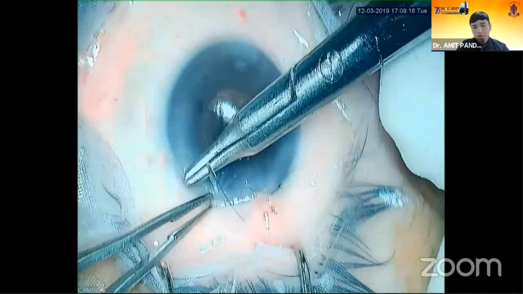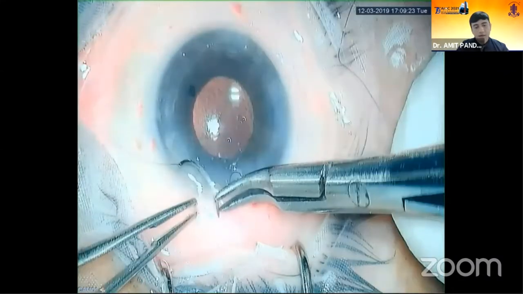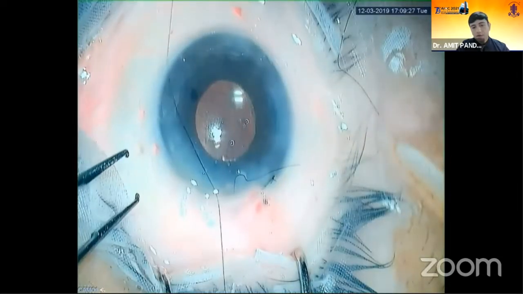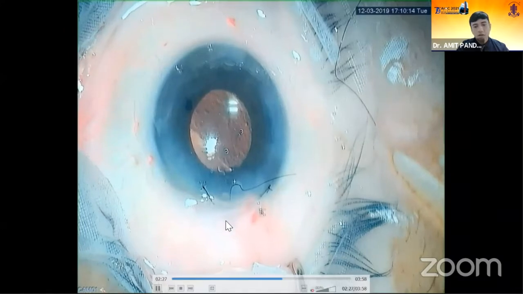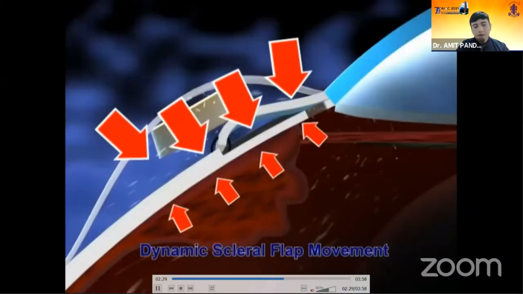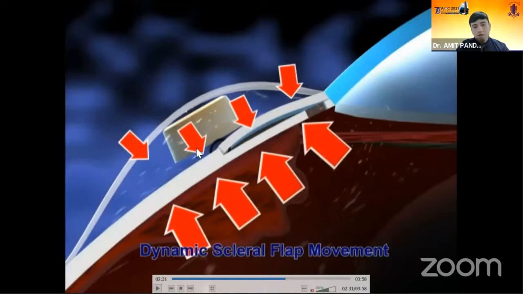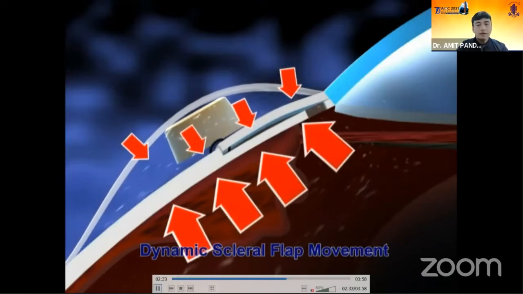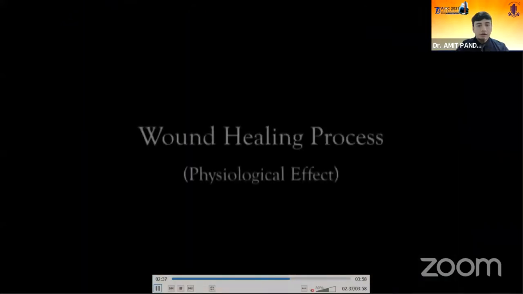So what happens in the early postoperative period is, like I told, a dynamic scleral flap movement. When the IOP starts increasing, more aqueous starts flowing in the bleb area, as you can see in this animation. The aqueous gets absorbed by the porous Ologen, and that presses on the scleral flap and limits the amount of aqueous flowing outside, and vice versa when the IOP starts decreasing again.